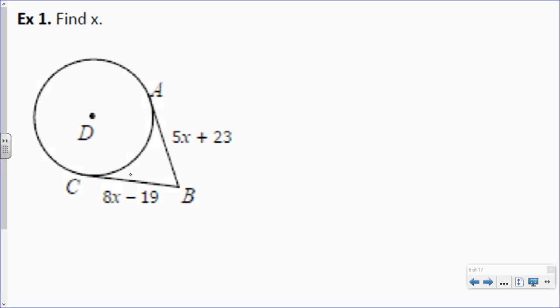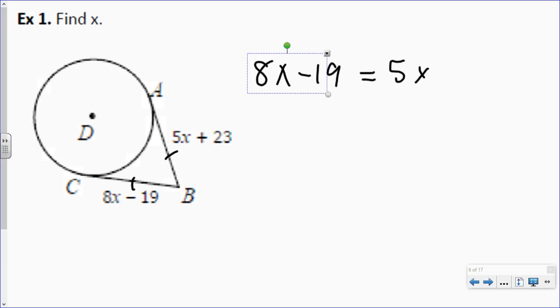All right, so example 1, we actually have two tangents. And the two tangents, remember, they have to be equal to each other. So that means we can set these two equal to each other. So we can do 8x minus 19 is equal to 5x plus 23. And so now if we need to find x, we just need to solve this for x.